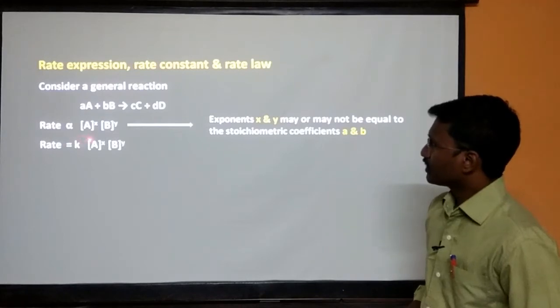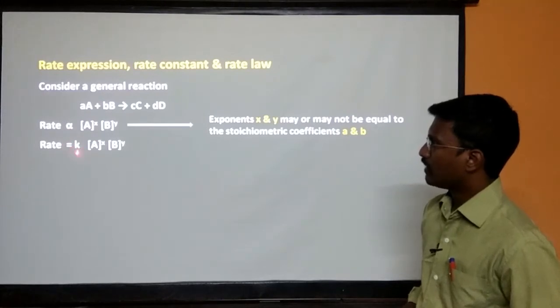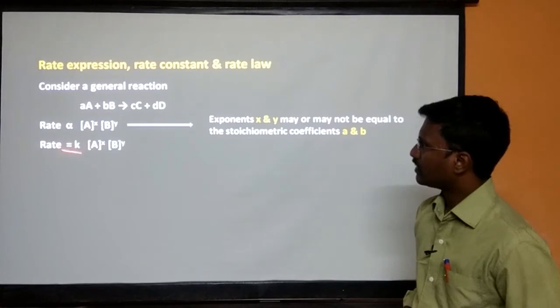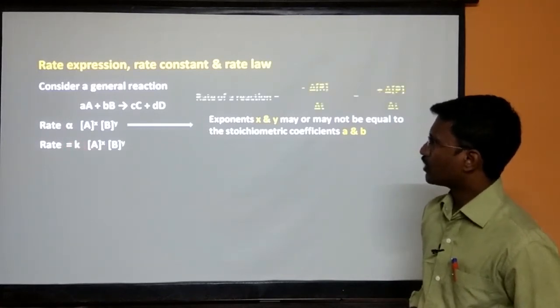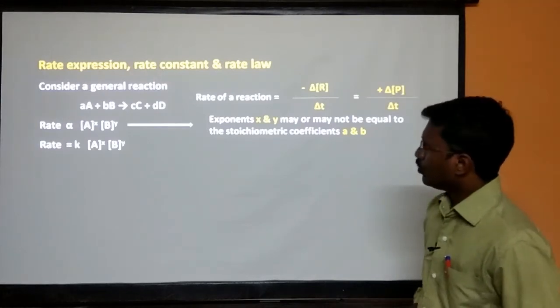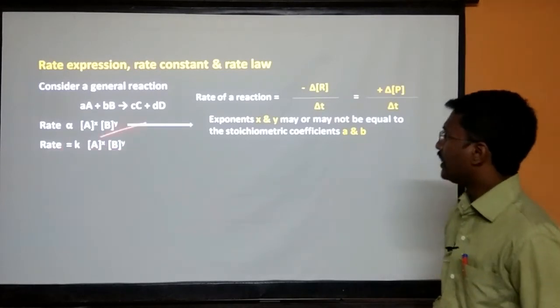Next one is, rate is proportional to the product of concentration. Proportional can be replaced by equal by keeping the proportionality constant, that is k. Look here in this expression, rate of the reaction, k is the thing that we are calling the rate constant. You will come to know here. Whereas rate is equal to k times the concentration of A and B.